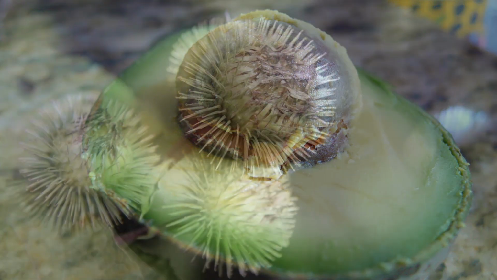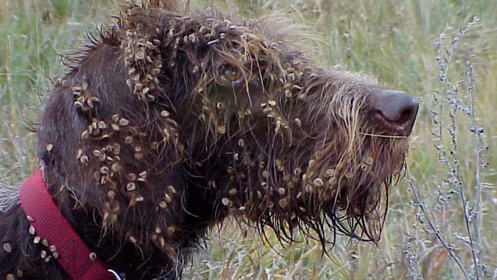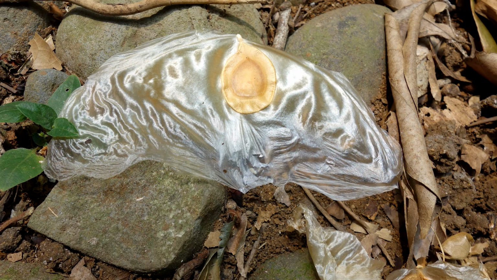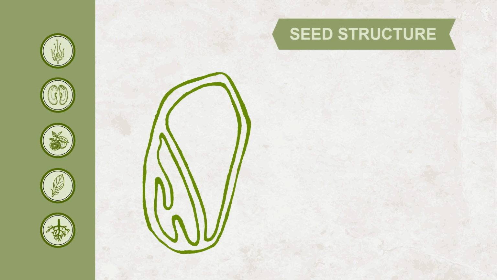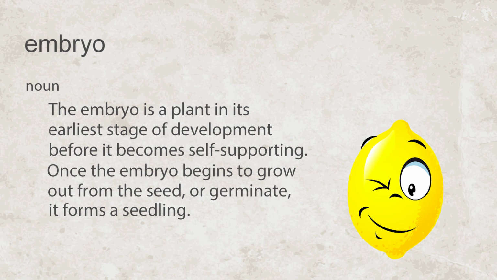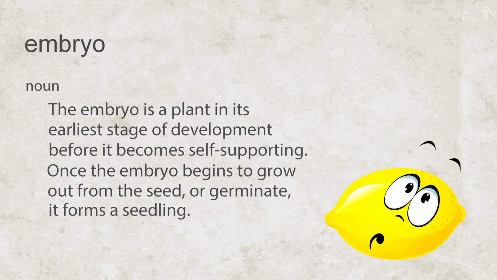They can be sticky, so that they will stick to the coats or feet of animals, or they can be light and winged, so that the wind can carry and disperse them. No matter what it looks like, seeds are almost always made up of 2 parts, namely a seed coat and an embryo. The embryo is a plant in its earliest stage of development before it becomes self-supporting.